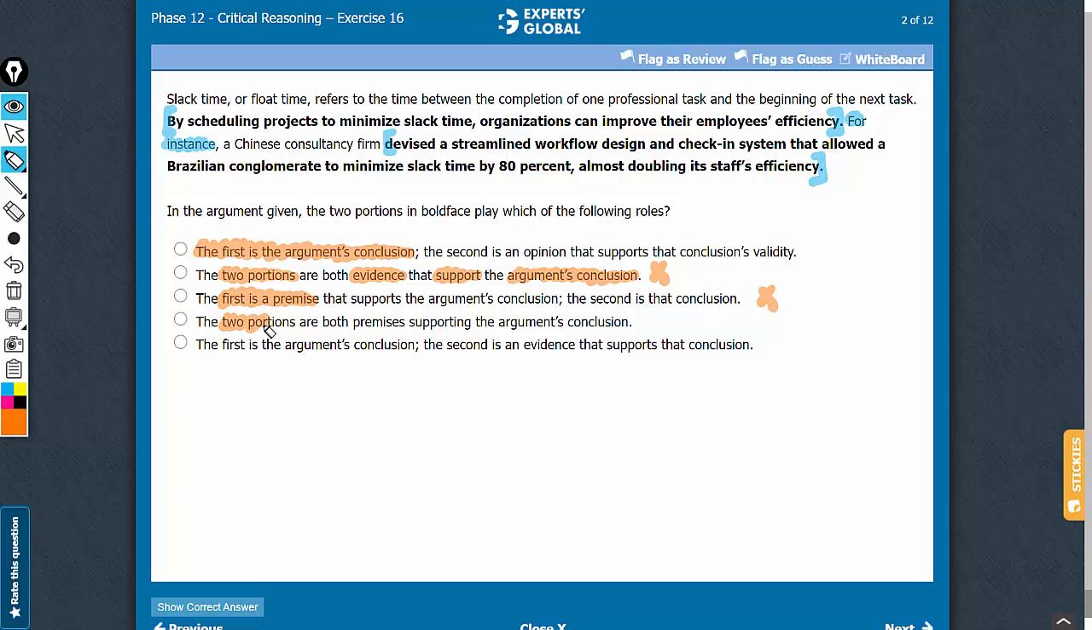A similar problem with answer choice D here. It says that both the portions are premises. That's not correct. So it's between A and E now.